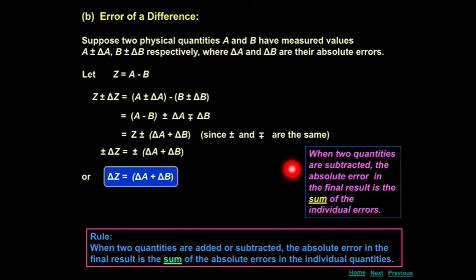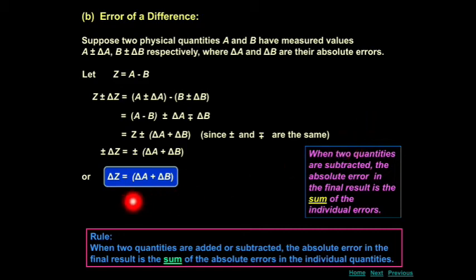See the note. When two quantities are subtracted, the absolute error in the final result is the sum of the individual errors. Underline the words, very important: sum of the individual errors. We add the two. See the rule. I already told the similarities of errors of difference and errors of addition. When two quantities are added or subtracted, the absolute error in the final result is the sum of the absolute errors in the individual quantities.